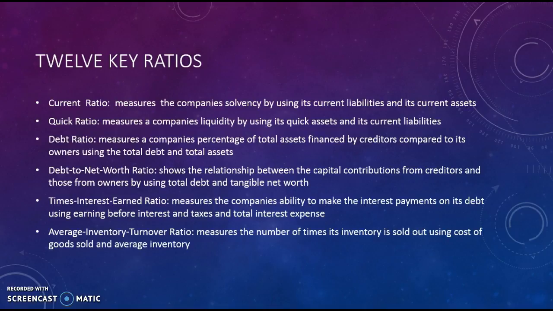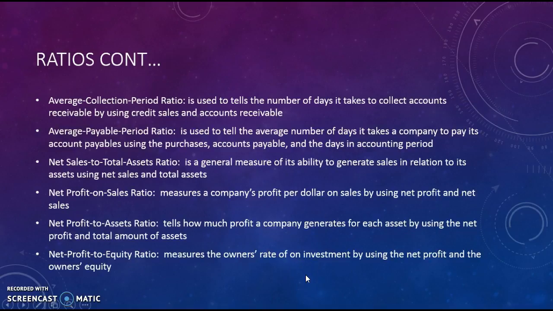Average inventory turnover ratio, which measures the number of times its inventory is sold out using cost of goods sold and average inventory. Average collection period ratio is used to tell the number of days it takes to collect accounts receivable by using credit sales and accounts receivable. Average payable period ratio, which is used to tell the average number of days it takes the company to pay its accounts payables using the purchases, accounts payable, and the days in the accounting period.